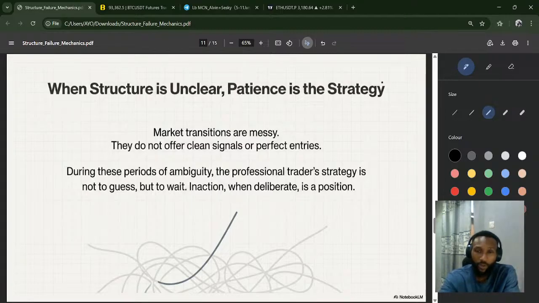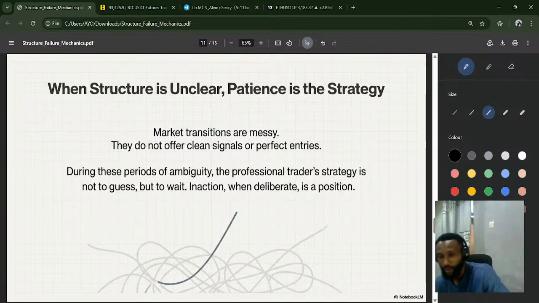When structure is unclear, patience is the strategy. Market transitions are messy. They do not offer clean signals or perfect entries. During these periods of ambiguity, the professional trader's strategy is not to guess, but to wait. Inaction, when deliberate, is a position. All right, so take that in.